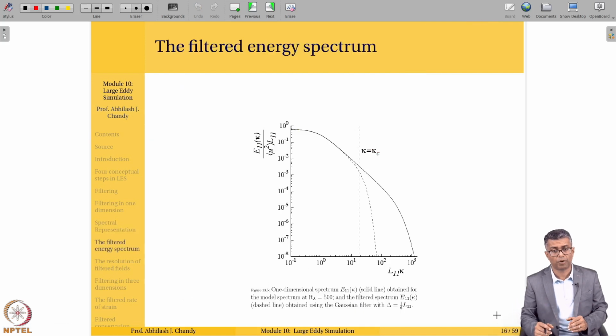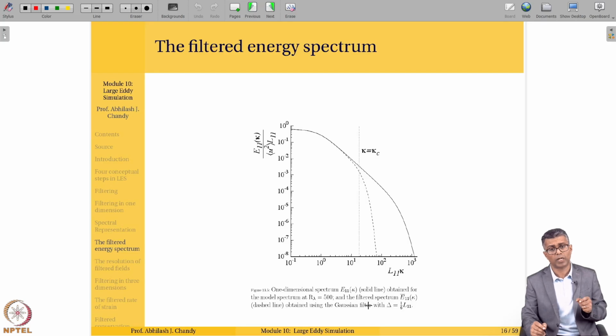Now here is an example. What I have shown here is a 1D spectra. We are going to be discussing the filtered energy spectrum. What I have shown here is a 1D spectra E11 of kappa, which is like a longitudinal spectra in isotropic turbulence, and it is normalized with the kinetic energy and the integral length scale. So U squared average multiplied by L11. That's on the y-axis. On the x-axis, I have wave number, obviously normalized, so it's multiplied with the longitudinal integral length scale.